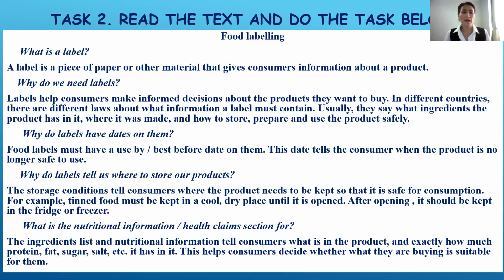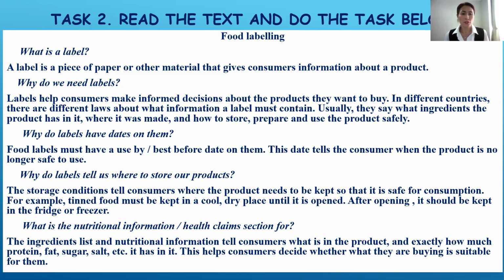Why do labels have dates on them? Food labels must have a use by or best before date on them. This date tells the consumer when the product is no longer safe to use. Why do labels tell us where to store our products? The storage conditions tell consumers where the product needs to be kept so that it is safe for consumption. For example, tinned food must be kept in a cool, dry place until it is opened. After opening, it should be kept in the fridge or freezer.